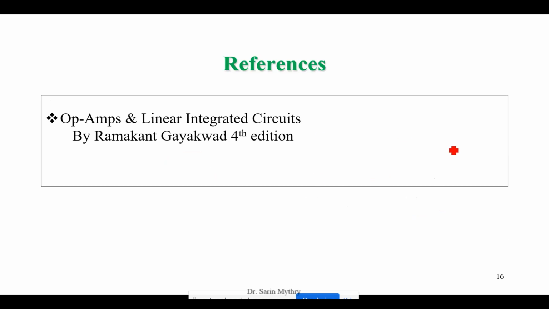All the diagrams which I have taken here are from the Ramakant Gaikwad book, and this is about how your circuit will work as a differentiator, how your op amp is going to work as a differentiator. What is a differentiator here? A differentiator is a circuit where the output waveform is a derivative of your input waveform.